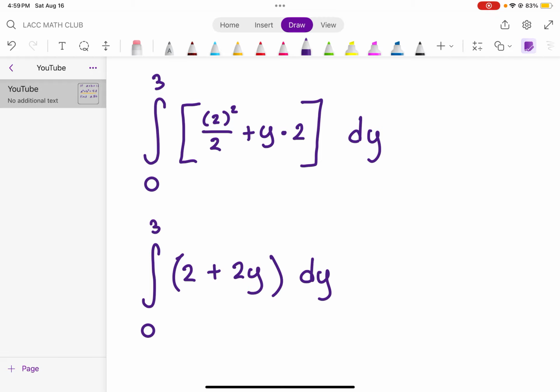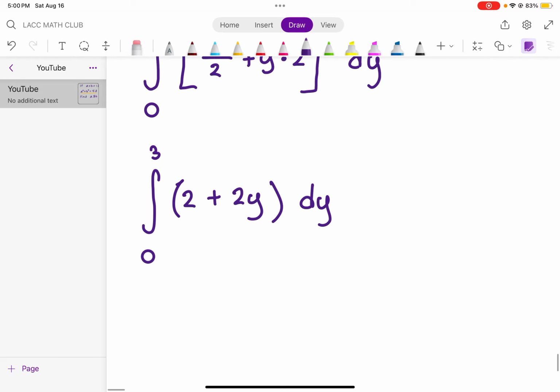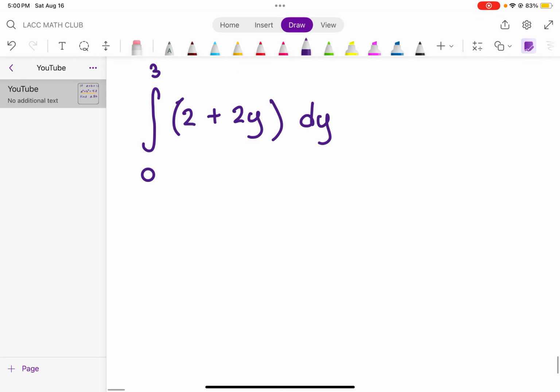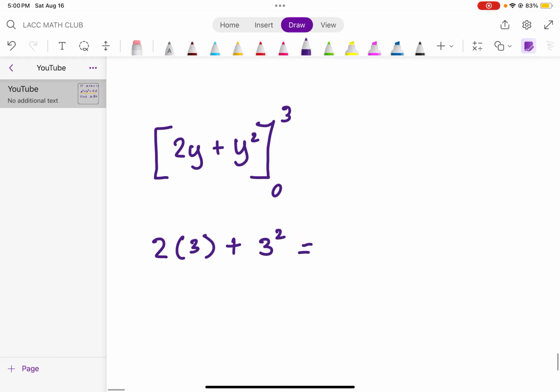dy. Nice, this is like a normal integral, right? There's no other x variables or z variables that we have to worry about. It's literally just integrating with respect to y. So if we do that, we're going to get 2y plus y squared. You add 1 to the exponent, divide by the new exponent, right? Now let's plug in our bounds. 2 times 3 plus 3 squared, and this will give us 6 plus 9, which is 15.